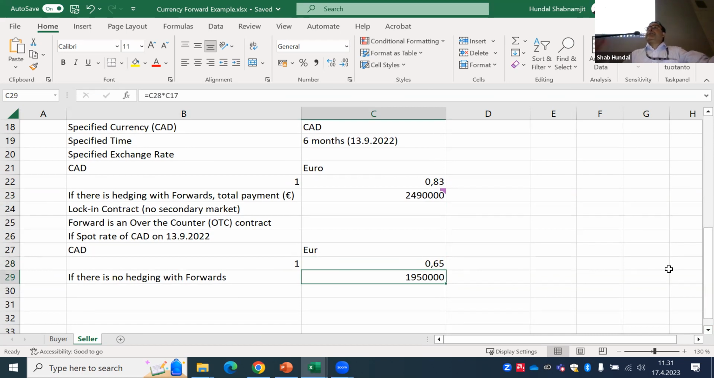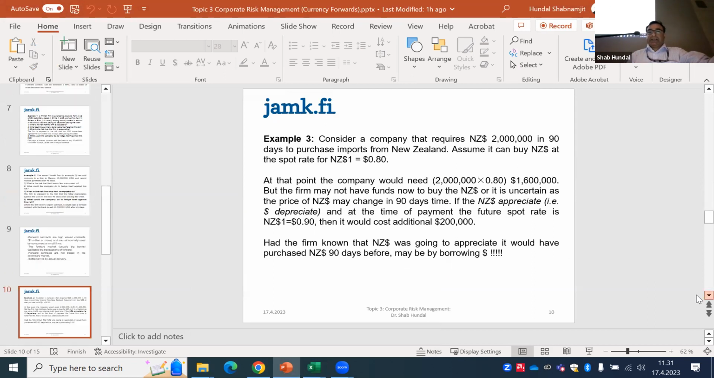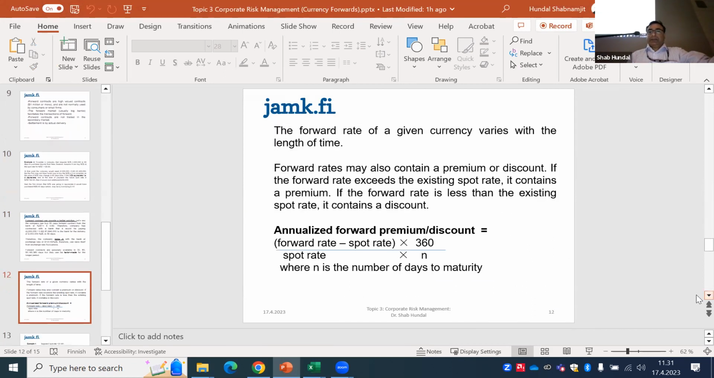So this time your fear is that the Canadian dollar, if it depreciates or if the euro appreciates, things would have been very bad for you. So this time your risk is in the different direction, and this is what we do in the case of the currency forward contract. The theory is explained here in the slides. I haven't covered this topic fully today. I will discuss something more when we meet next week.